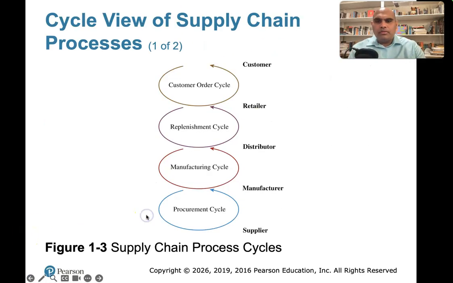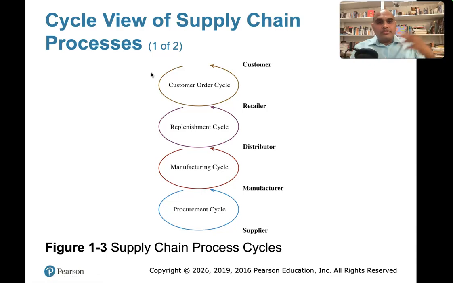So a cycle view of a supply chain looks something like this. If you take a simple supply chain where you have a supplier who supplies to a manufacturer, who supplies to a distributor, who then supplies to a retailer, and then the retailer supplies to a customer. If you look at a simple supply chain like this, you'll notice that the customer is part of the customer order cycle.